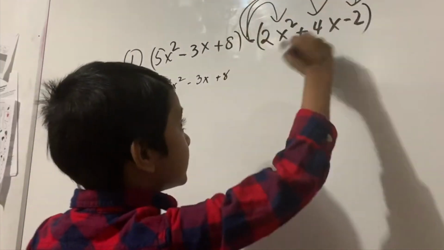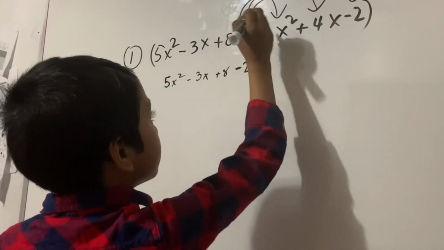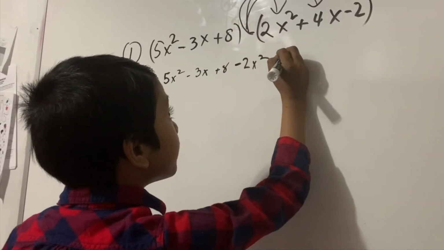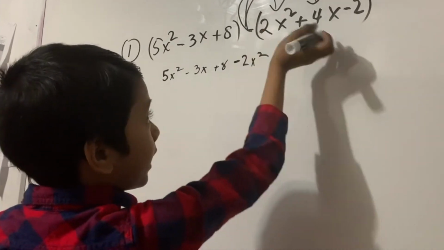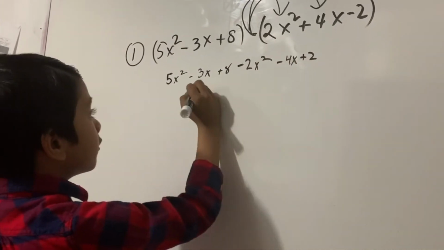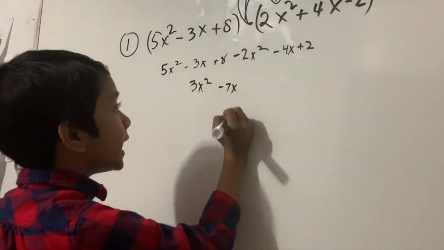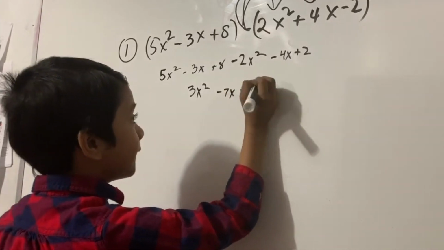This minus gets distributed: minus 2x², minus 4x, plus 2. So 3x² − 7x + 10.